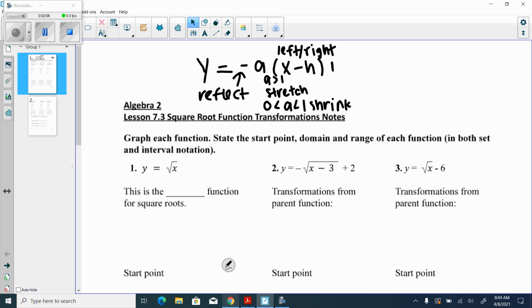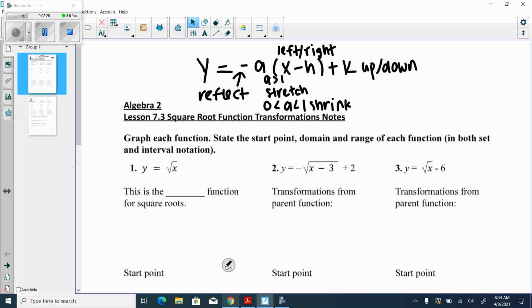And then also there could be some value out here on the end, plus or minus. And anybody remember what that made happen? Up and down. So this one was exactly what it said. If it said plus some number, it moved it up. If it said minus some number, then it moved it down.